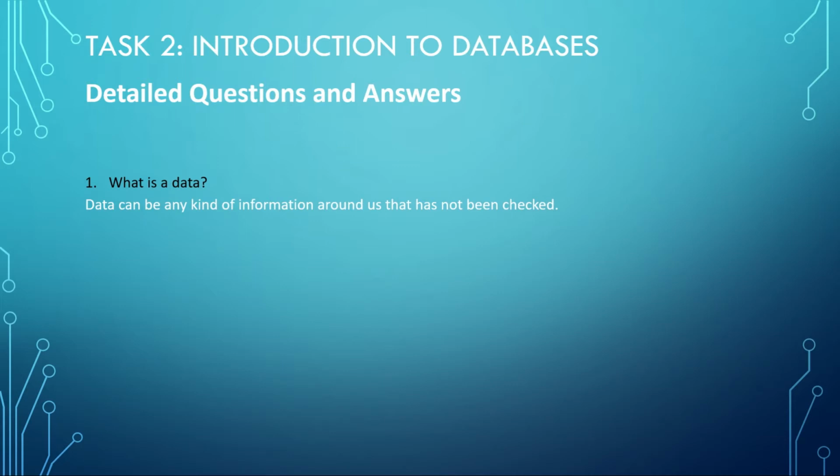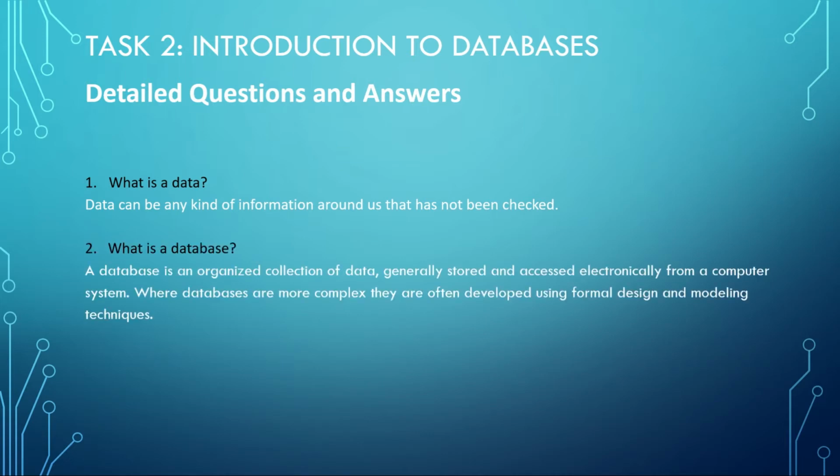Data can be any kind of information around us that has not been checked. What is a database? A database is an organized collection of data generally stored and accessed electronically from a computer system. Where databases are more complex, they are often developed using formal design and modeling techniques.